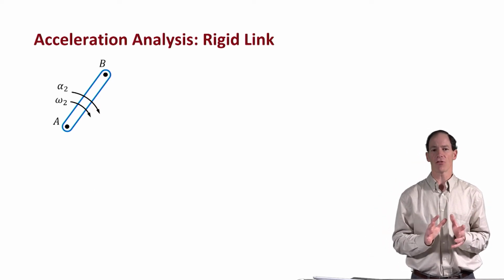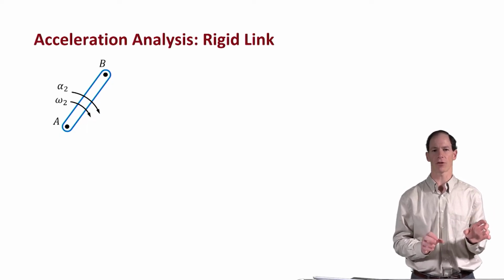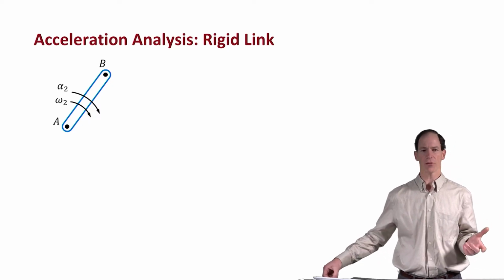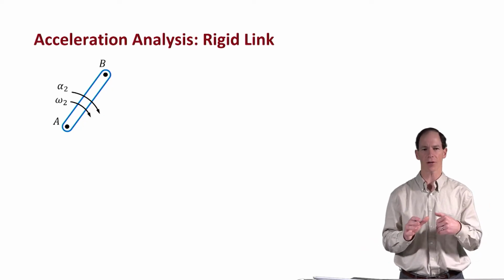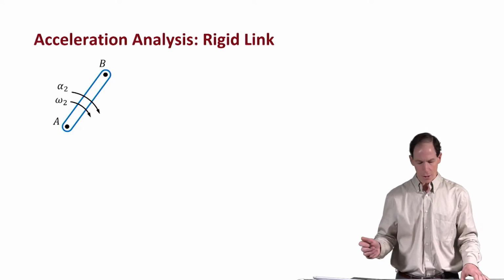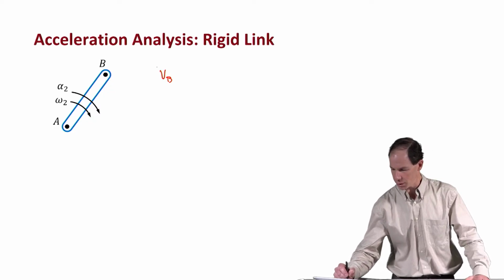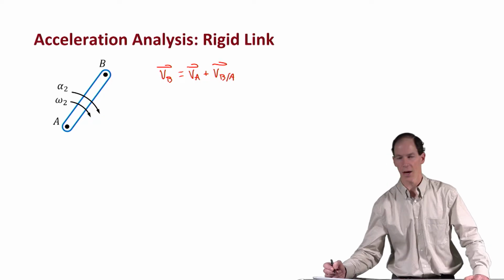One thing I need to mention first is that to do an acceleration analysis, you do have to complete a velocity analysis first, and then you have enough information so that you can do your acceleration analysis. So if I have some arbitrary link, joints A and B, it has some angular velocity, omega 2, and some angular acceleration, alpha 2. I can start off by describing its velocity. So I would have the velocity of point B equal to the velocity of A plus the velocity of B with respect to A. And I would know how to draw those.